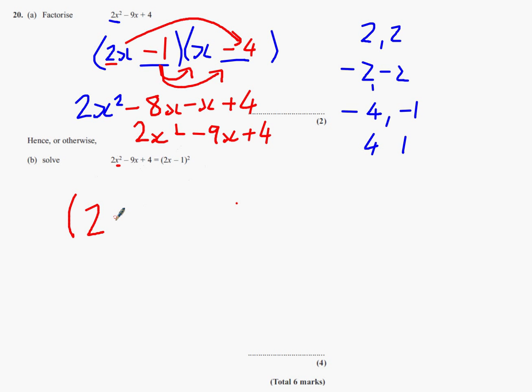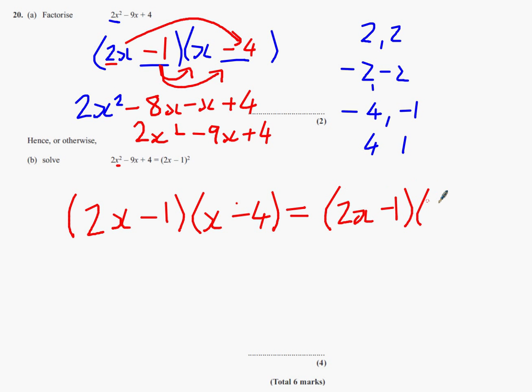Write out the brackets that we know that it factorises into. 2x minus 1, x minus 4. Okay, so I took that just straight from up here. Equals 2x minus 1. It says squared, so I'll write it out again instead of writing squared. 2x minus 1. Okay, so we're looking for two values. Well, I could divide both sides by 2x minus 1, so that cancels out, and what I'm left with is x minus 4 equals 2x minus 1.